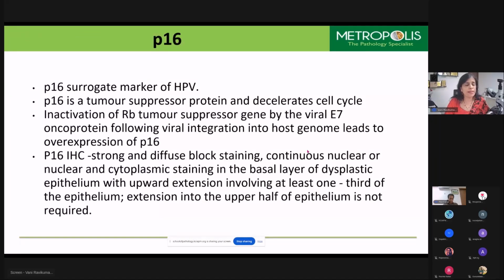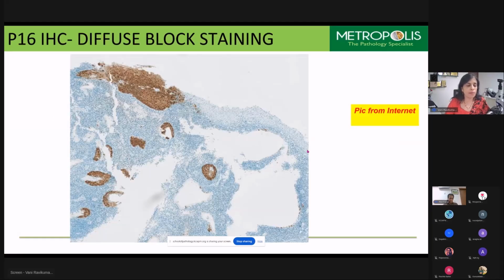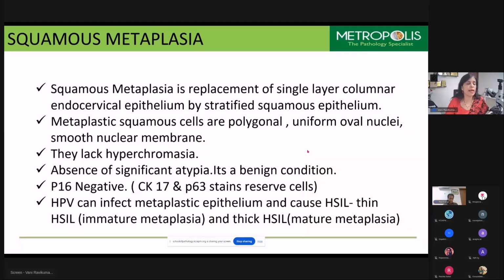Then briefly about P16. In this case, we haven't done P16, but it is an important marker. It's a surrogate marker for HPV. So this P16 IHC can be done. It shows a diffuse, strong block positivity. It's very important. Once you start doing IHC, you'll realize the importance of these adjectives, strong positive and diffuse positive, for P16. This is an internet picture showing a positive P16. That means it is HPV positive. That's a very important marker, a surrogate marker for HPV.